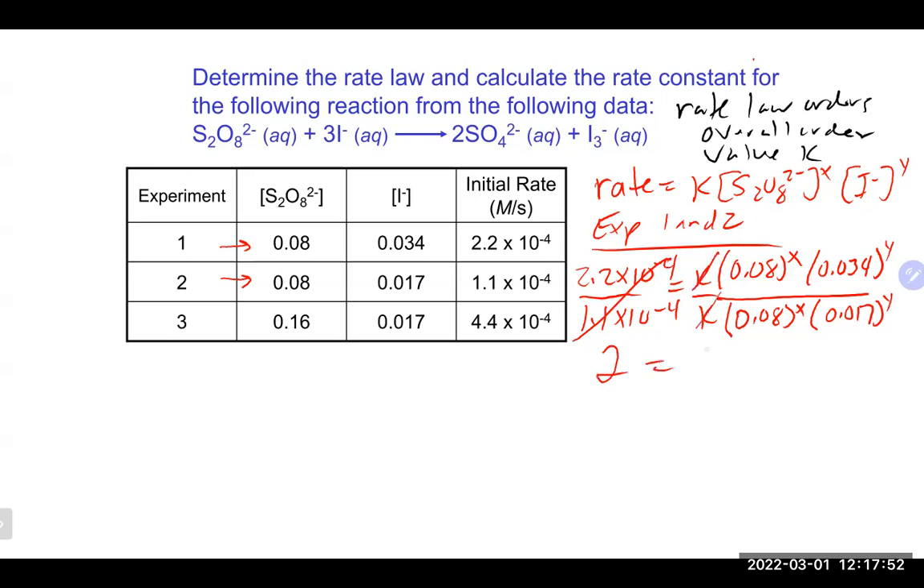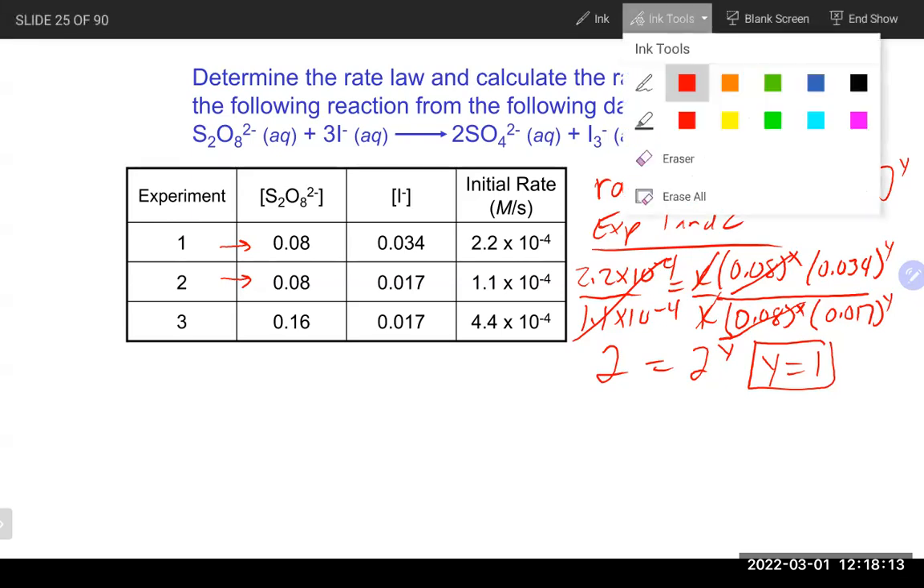In this particular case, when we divide, that's going to give us a 2. Again, our rate constant will cancel. This one, which we kept constant, will cancel as well. When we divide that, I believe that will also give us a 2 to the Y. Again, Y here would equal 1, which is our order with respect to I-. Any questions on that part of the calculation there?